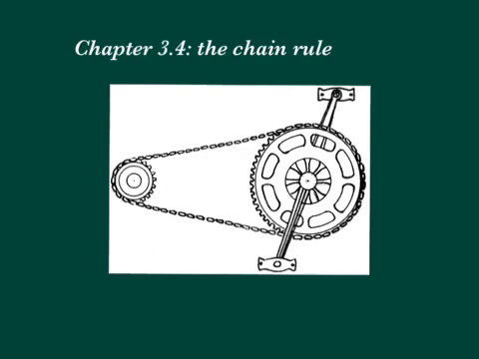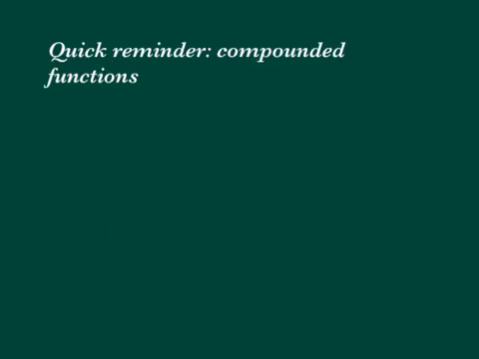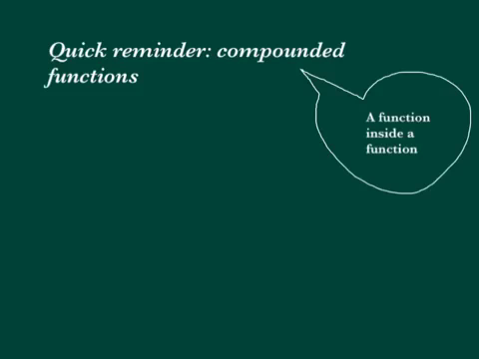Chapter 3.4 is the chain rule. Before we start, I want to remind you of something called a compounded function. A compounded function is a function inside a function. What do I mean by that? Let's say we have a function that looks like sine of x squared plus 3. So our main function would be sine, and then we have x squared plus 3 inside that function.